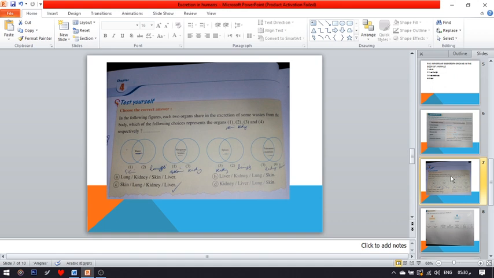What about the nitrogenous waste? They are excreted through the skin and the kidney. And the spices, what about the two organs that are responsible for the excretion of spices? The kidney and the lungs. What about the poisonous material? The kidney and the liver.